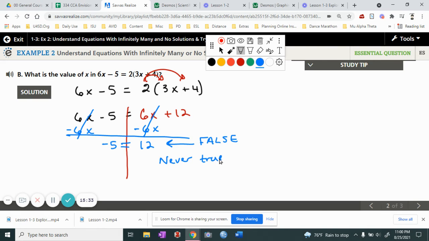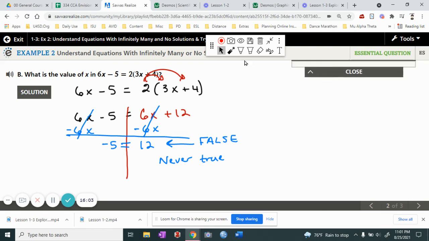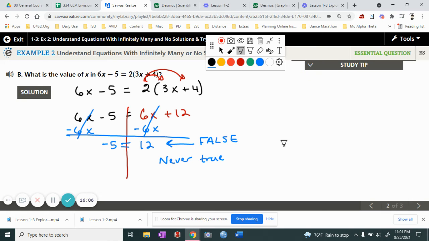So that means no matter what I put in for x, it's not going to work. Recall that you can assign a value to the variable in an equation to check whether the equation is true. So maybe you test a few things. What if x equals 0? What if x equals 1? It's not going to matter, okay? Nothing we use will work. This is a scenario that we say has no solution.